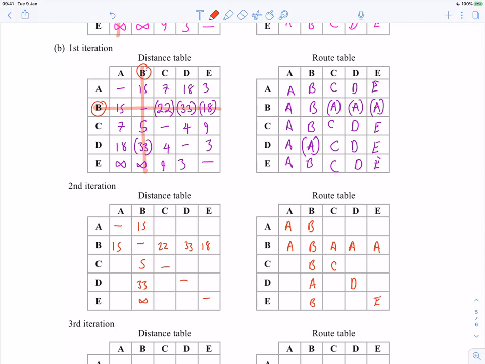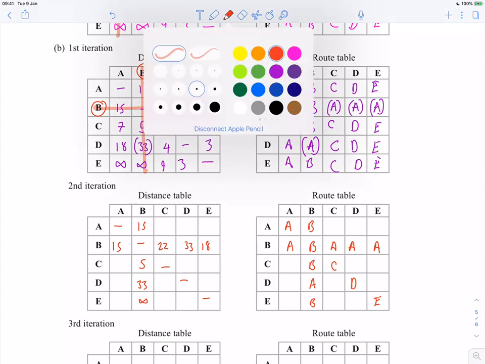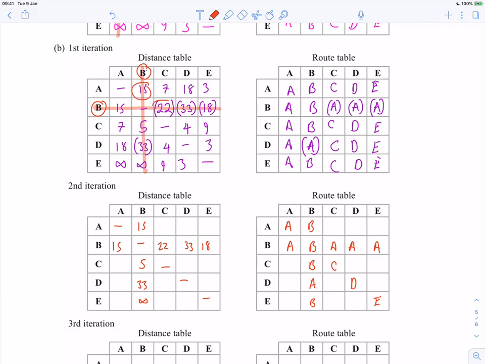Okay, you can probably spot what you need to do here. So let's do it. 15 and 22 is not smaller than 7, so the 7 stays. 15 and 33 is not smaller than 18, and 15 and 18 is not going to be smaller than that, so that top row all stays the same. So it's going to be 18 and 3, so this is going to be D and E. If I look at this row, 5 and the 15 is going to be 20, which is not bigger than the 7. So this stays the 7, and that's an A. 5 and 22 just stays. 5 and 33, nope. And 5 and 18, nope. So these stay as 4 and 9, so this stays as D and E.